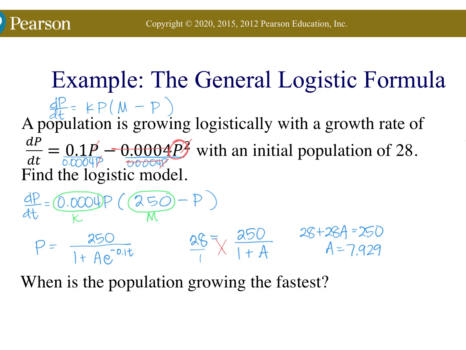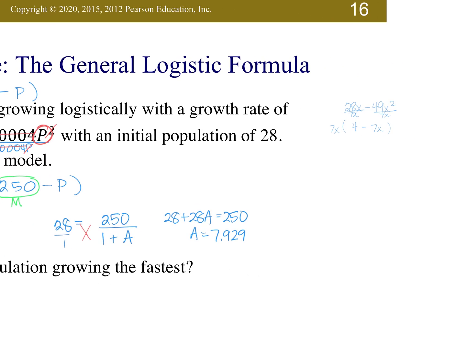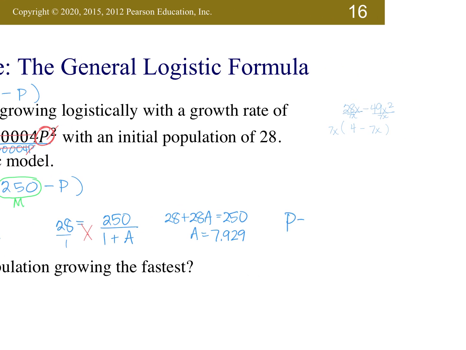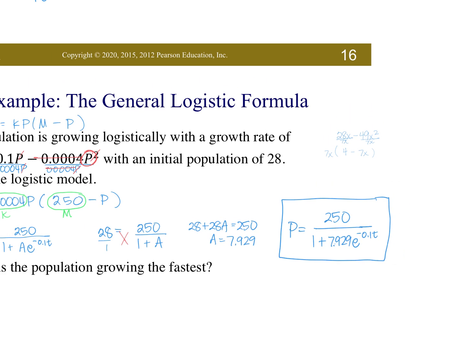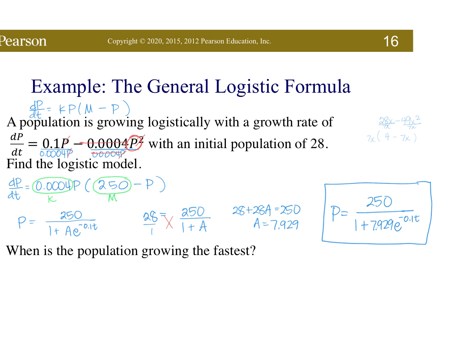So then I can write my official final statement. So my P is 250 on top, 1 plus 7.929 e to the negative 0.1 times time. That is the logistic growth model for this particular population that's going to grow to a cap or a carrying capacity of 250.